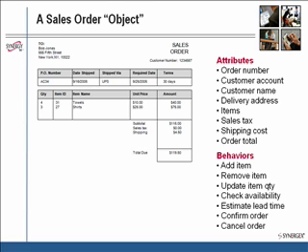To define the behaviors of a sales object, it helps to think of the things that are done to a sales order during its lifetime. When you think about it that way, it becomes clear that the behaviors of a sales order are things like adding and removing items, changing quantities, or even cancelling an order.